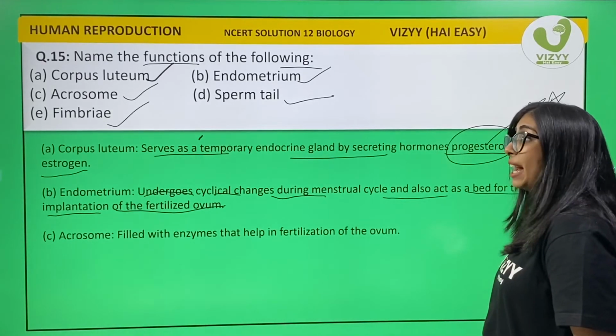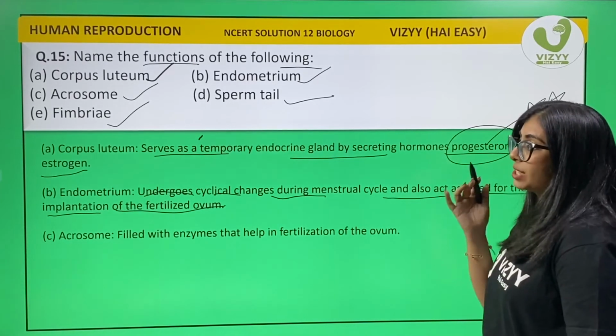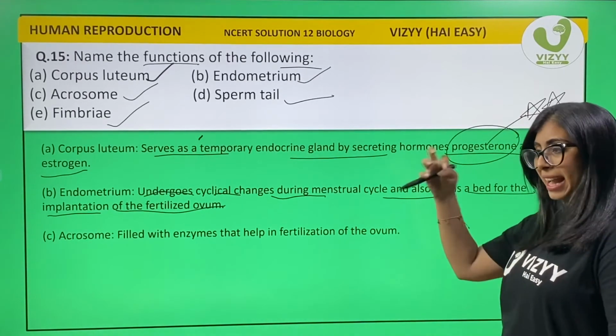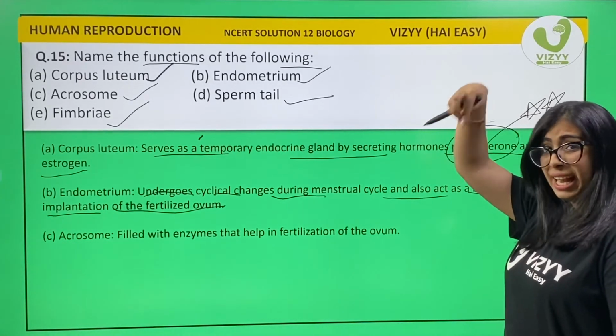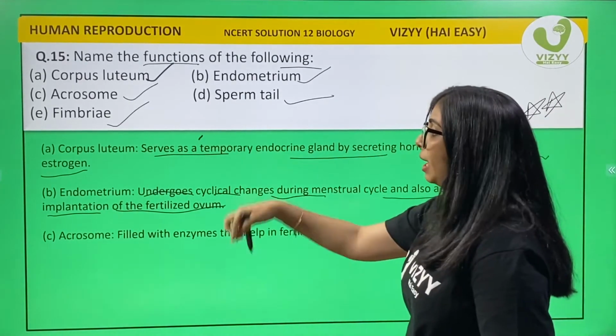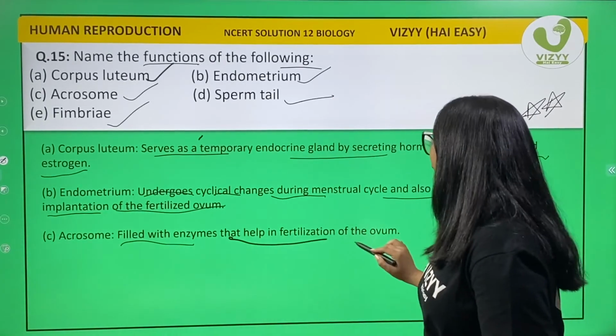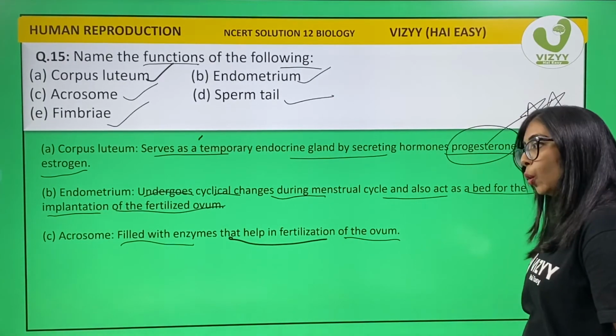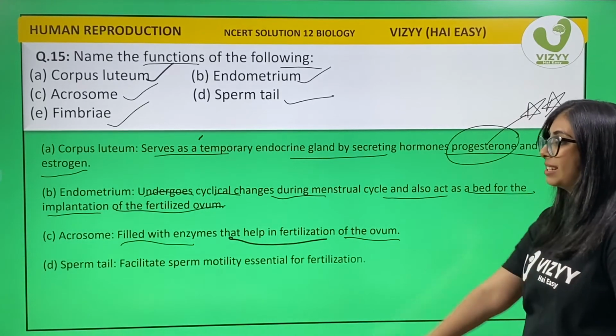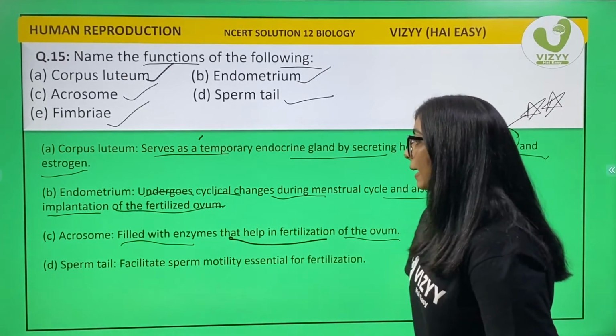Third, acrosome. What is acrosome? Acrosome is found on the head of a sperm and it is filled with an enzyme that helps the fertilization of an ovum. That enzyme is hyaluronic acid.